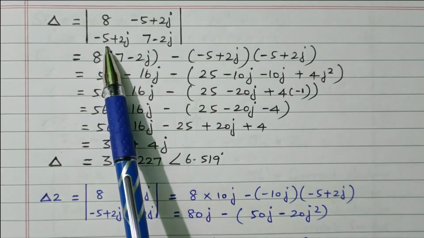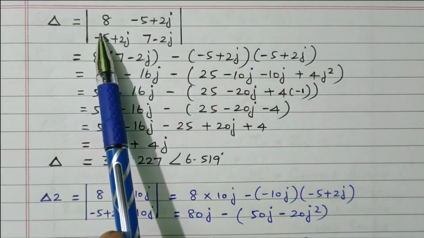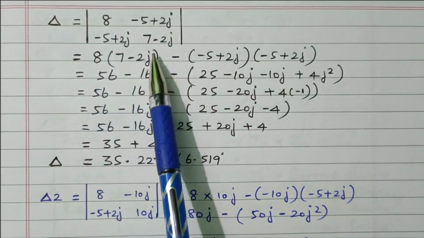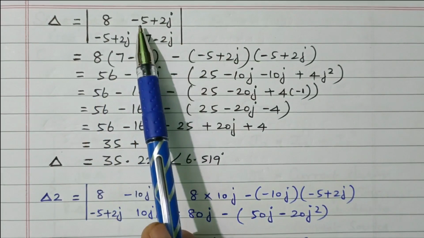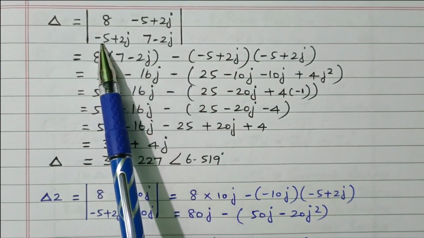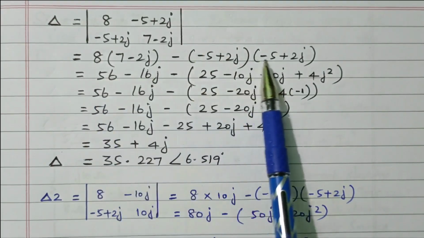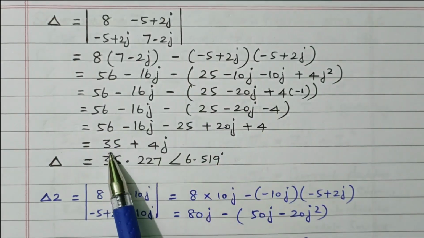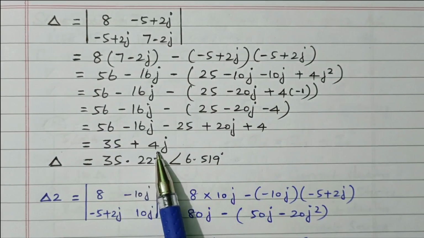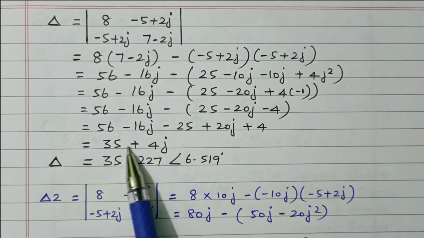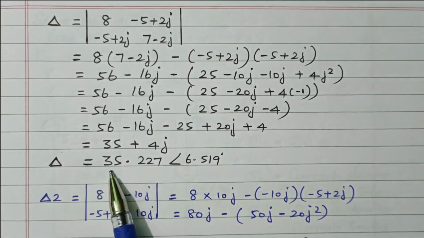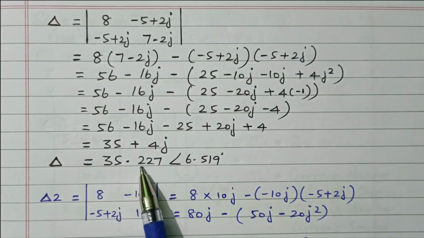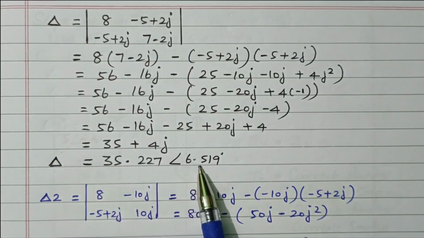So this is the delta, the resistor matrix determinant. So 8 into (7 minus 2j) minus (minus 5 plus 2j) into (minus 5 plus 2j). You have to multiply this. After simplification, we got 35 plus 4j. So it is in rectangular form. That can be converted into polar form: 35.227 with an angle of 6.519.